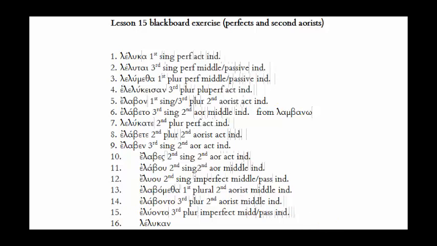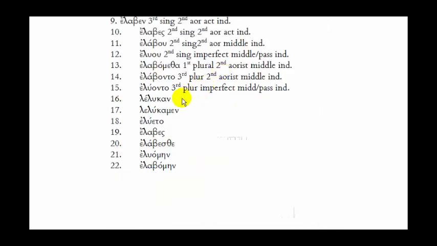Let's take a break for a second and come back. Okay, we're back now. Let's wrap these up. Lelukan. Well, again, if you know your principal parts, this should obviously be from principal part 5, or I'm sorry, principal part 4 rather. This is a perfect from luo. And the an ending suggests what? When do you see that ending? In the third plural, right? Because it's a primary active ending. So we have third plural perfect active indicative. Lelukan. In other words, what would that mean? It would mean they have loosed, they have freed.